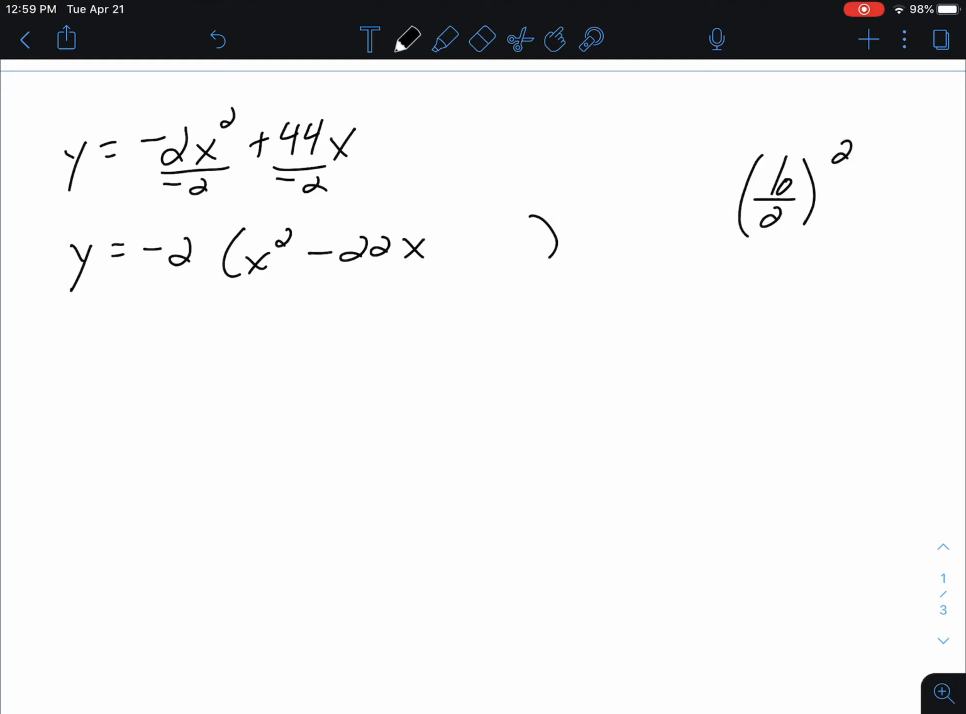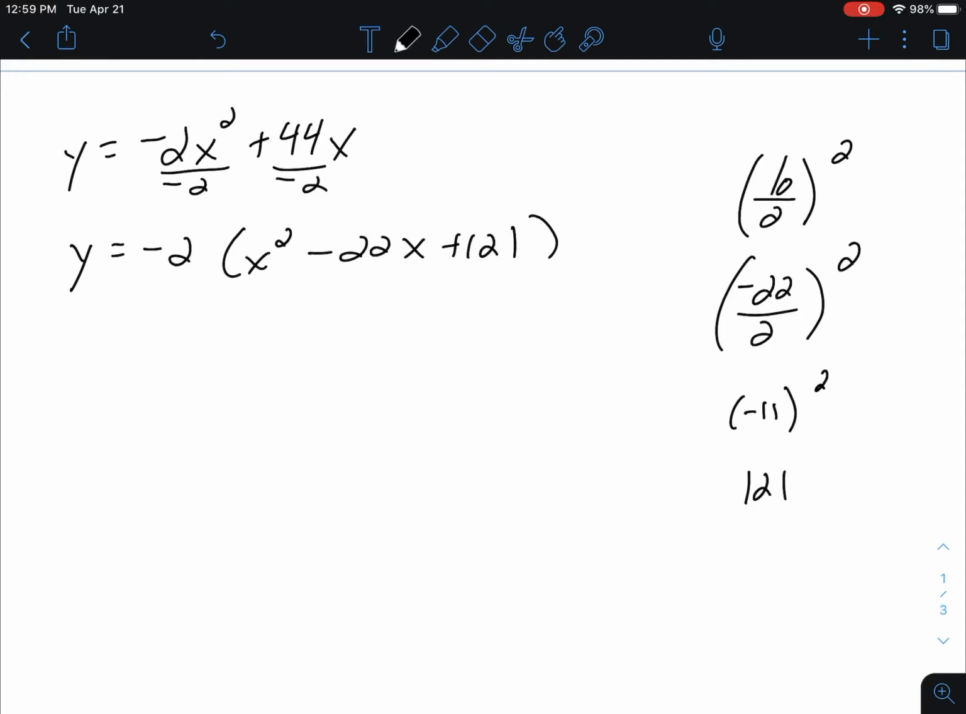You do your b over 2 squared. b in this case is a -22. That's a -11. Squared is 121. So you're going to have to add 121 right here.